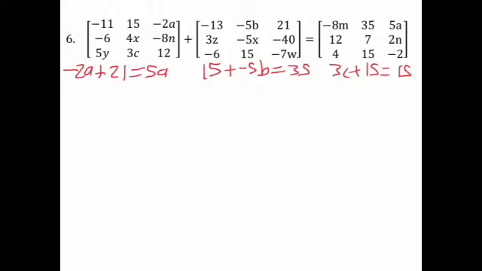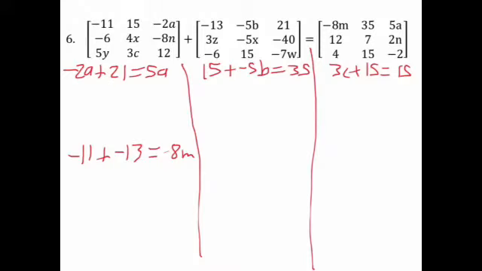Is there a d? I don't see a d. Let's go for the next letter in the alphabet, which I think is M. So this one here comes from negative 11 plus negative 13 is going to equal negative 8m. So let me put that here. Negative 11 plus negative 13 is going to equal negative 8m. Let me put these in like boxes, kind of separate things out for myself.